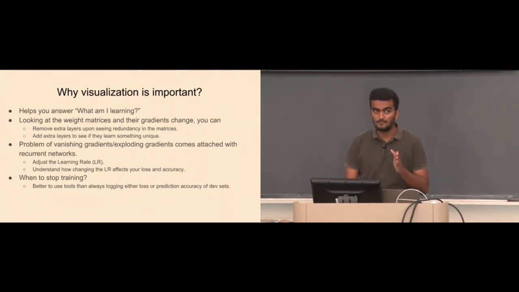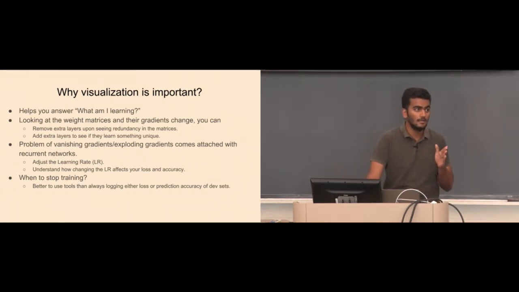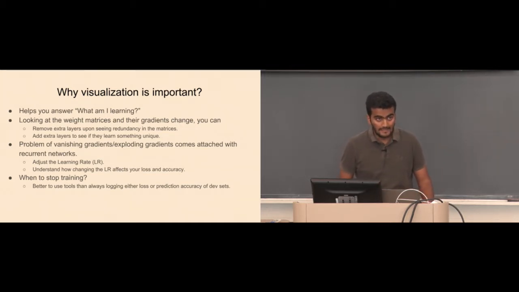Because if they're similar, it basically means that if you add layers in your network, you are going to add redundancy, which is going to increase the training time of your network, but wouldn't necessarily give you an increase in the accuracy if it's a classification task. So it lets you answer the question of whether adding an extra layer is going to help you or not.